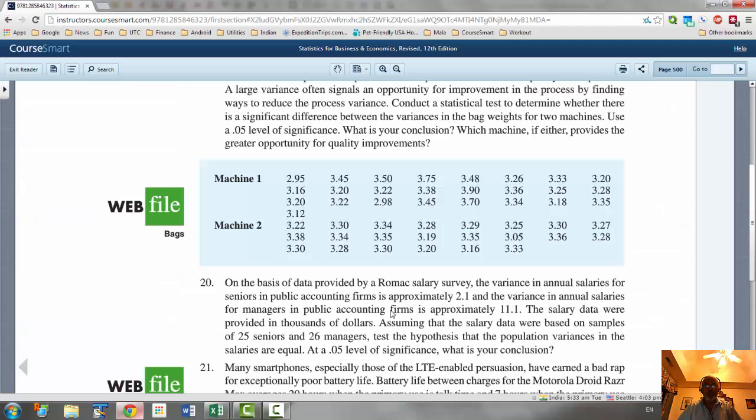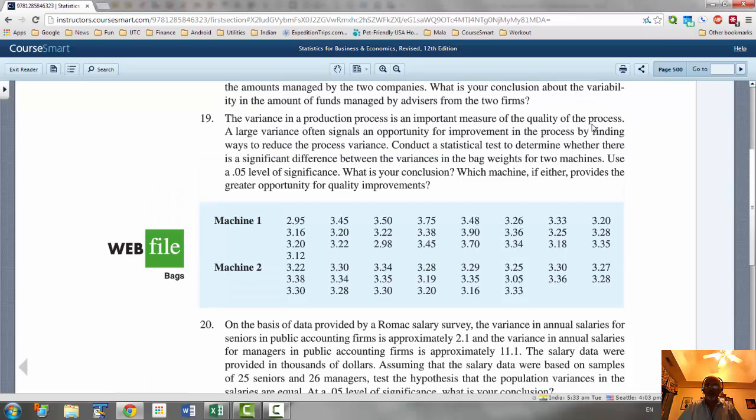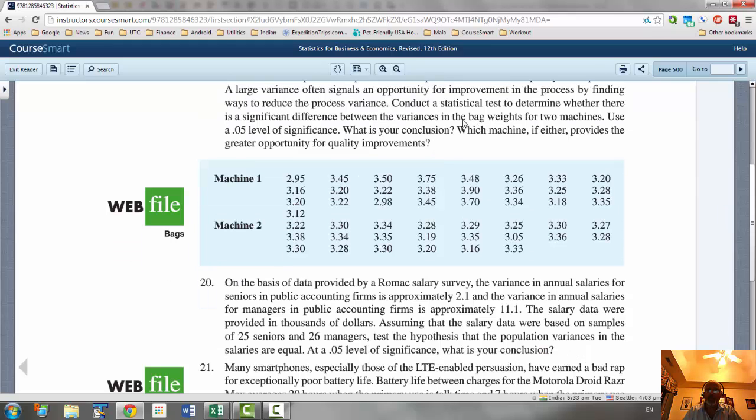So let's look at a problem from the back of the chapter. Here we have two different machines, and the measure of quality is based on the weights of the products produced, so the bag weights of the two machines. Random samples are given here: a random sample of bag weights from machine 1, and a random sample of bag weights from machine 2. We want to test whether the variances between these two machines are the same or different using an alpha value of 5%.